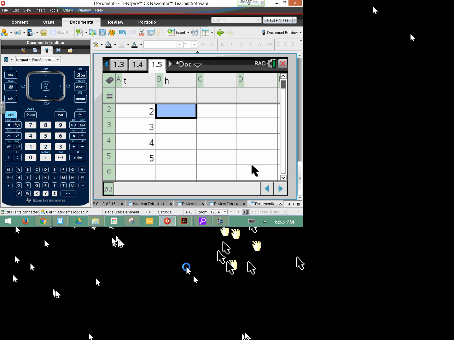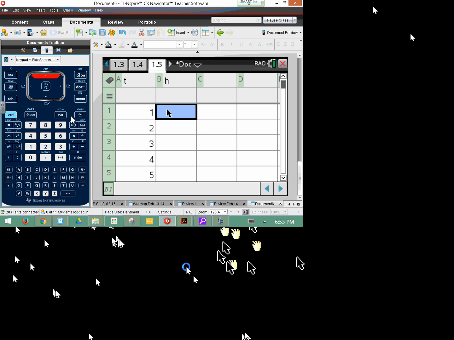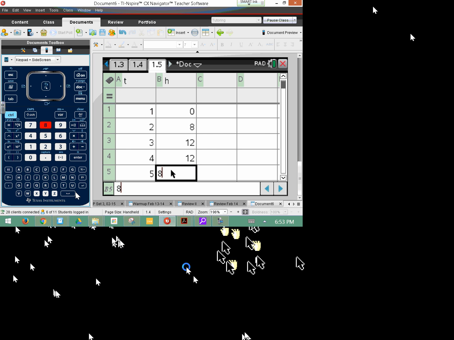And we know the height. Let's put the data in from the problem. We got 0, 8, 12, 12, and then it looks like it goes back down to 8. That's what the missile is doing over the first 5 seconds.